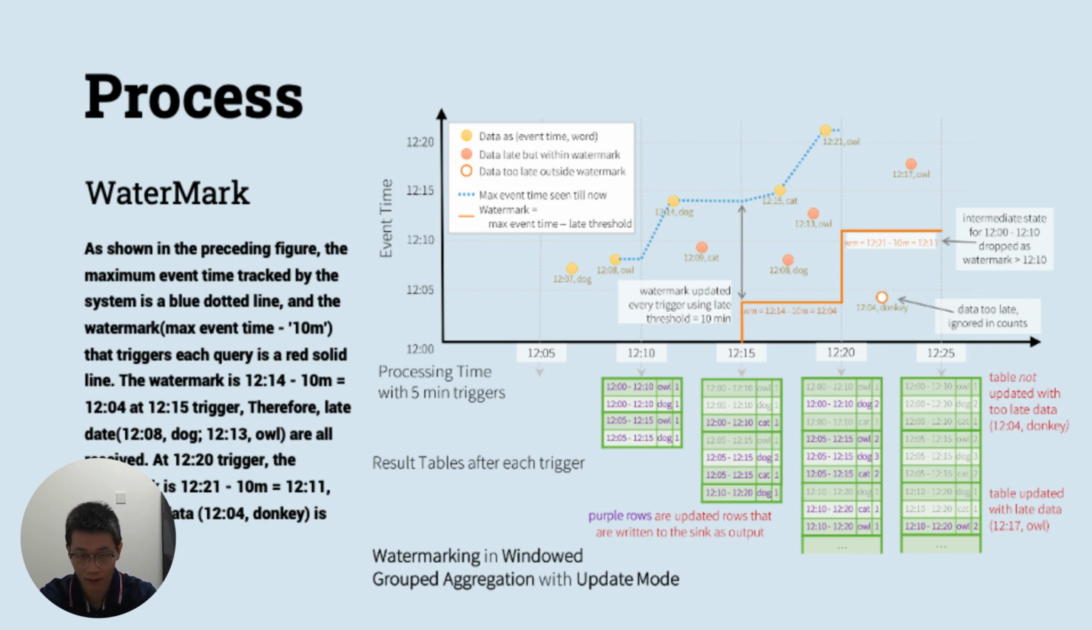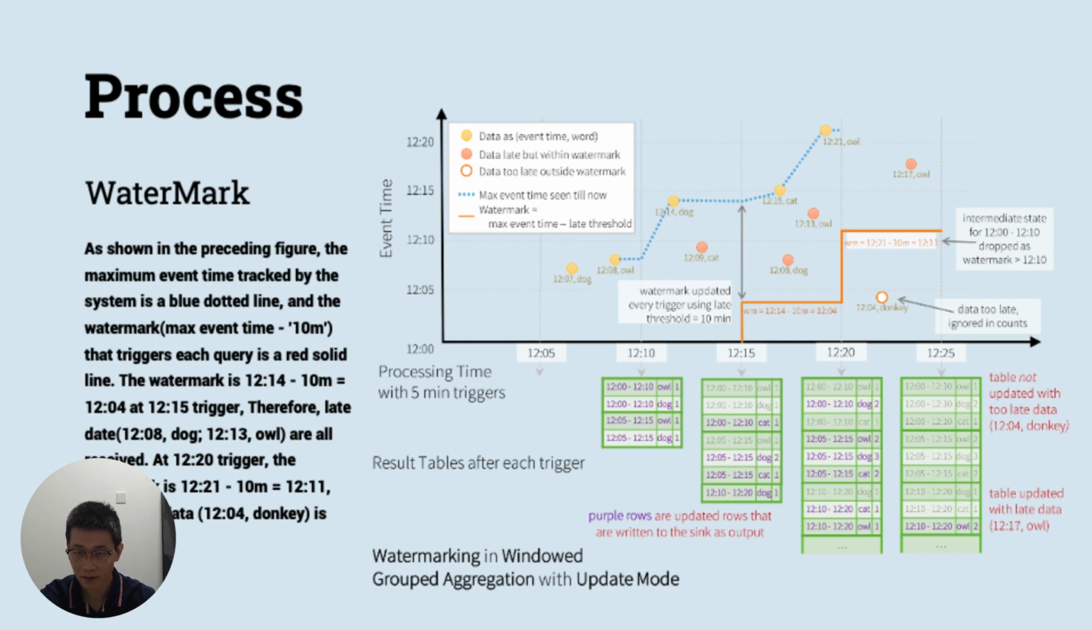The vertical axis represents the event timeline for this data, the time associated with the data itself. For example, the time when the data was generated. Like this data here, this yellow point. This yellow point represents normal data. It means there's no delay.